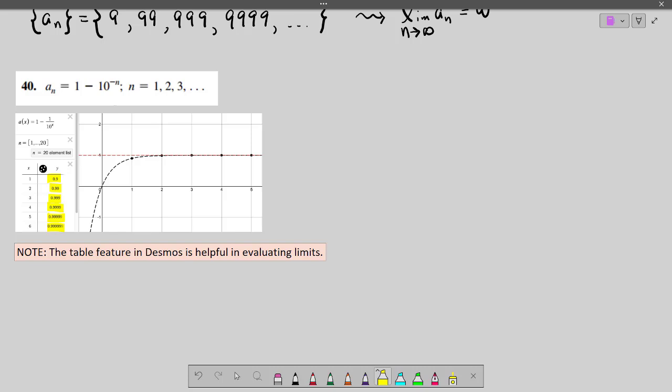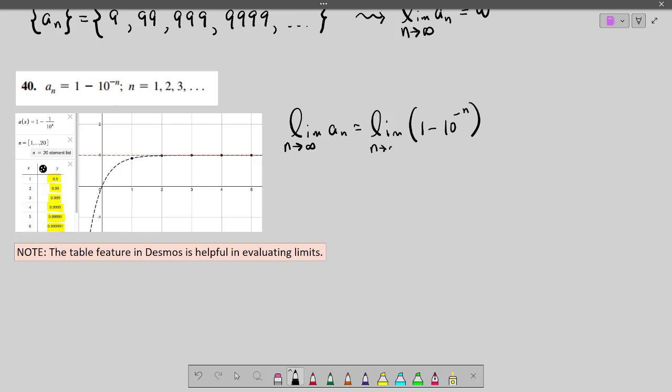So as we subtract off less and less from 1, looking at the graph, we see the limit. We can either look at the graph, or we can look at the table feature in Desmos, and you can see that we're getting closer and closer to 1. Okay, so that limit is going to be 1. When you do this more analytically, we take the limit of a sub n as n goes to infinity, this is the limit of that.